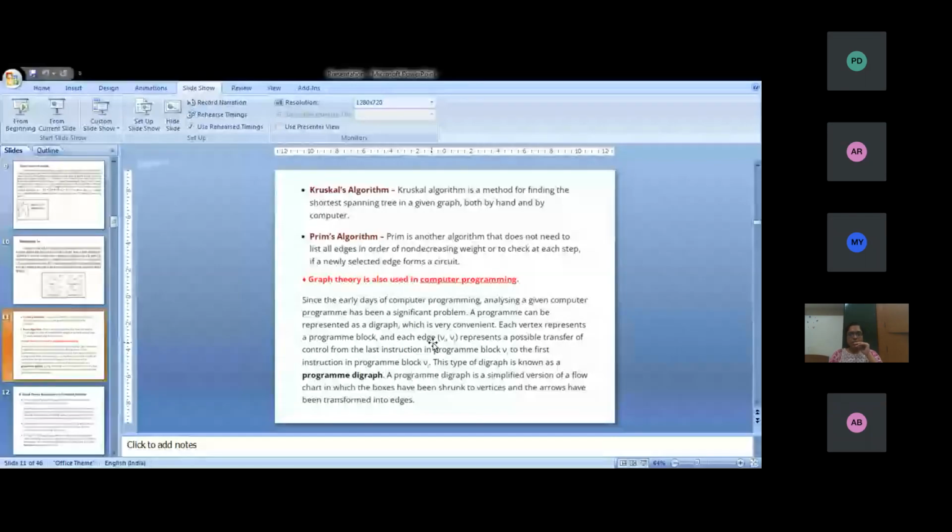So a program diagram is a simplified version of a flow chart in which the boxes have been shrunk into vertices and the arrows have been transformed into edges. So here we have the blocks, which we represent as vertices, and the connections between the blocks we represent as edges, that is the arrows here. So this is called a program diagram. A simple example of this program digraph is your flow chart. In your flowchart, we have some decision box, start box, stop box, and so on. They are connected by the arrowheads. So the arrowheads act as edges, and the boxes act as your vertices.